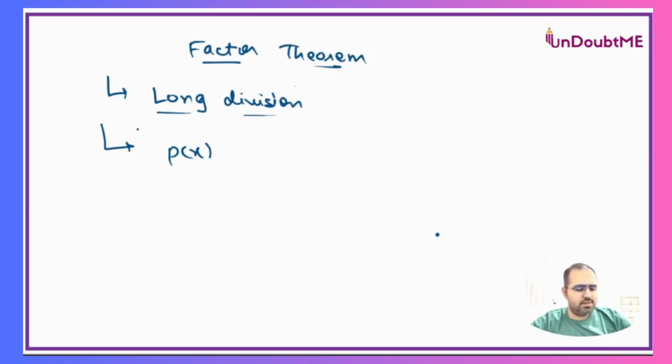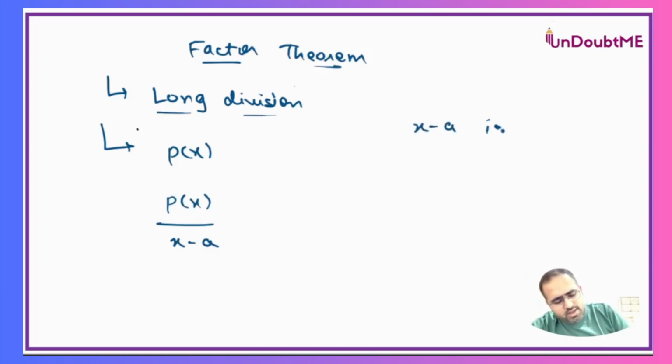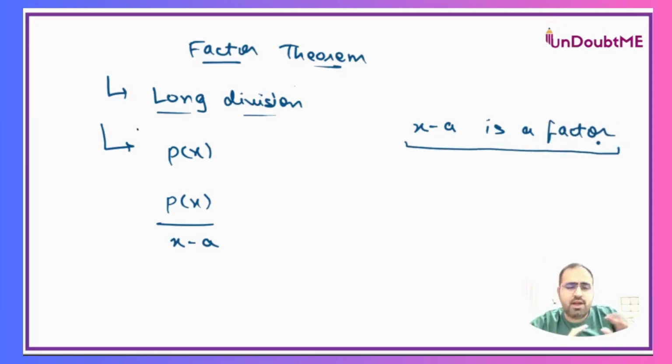Now the simple logic is that if this polynomial is divided by x minus a, and we say that x minus a is a factor, logically, whenever there is any number, if it is a factor of another number, it means that when you are dividing a number by its factor, remainder comes out to be 0. For example, if I have 16 and I say 2 is a factor, so 16 divided by 2 is completely divisible and remainder is 0. So that is the logical meaning of factor.